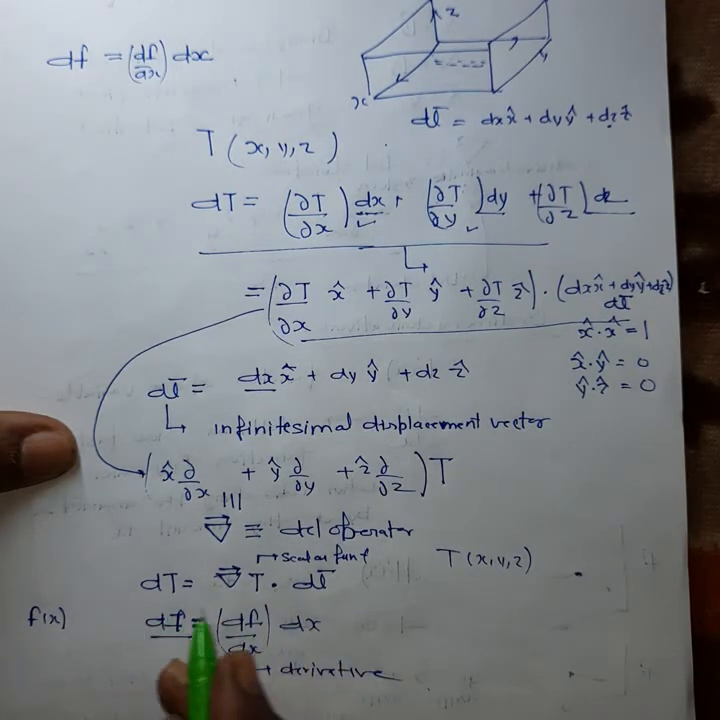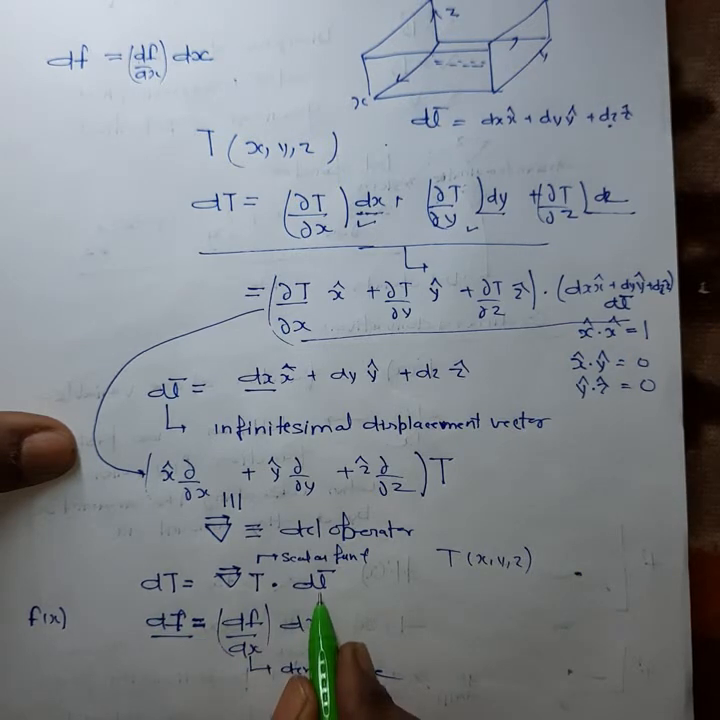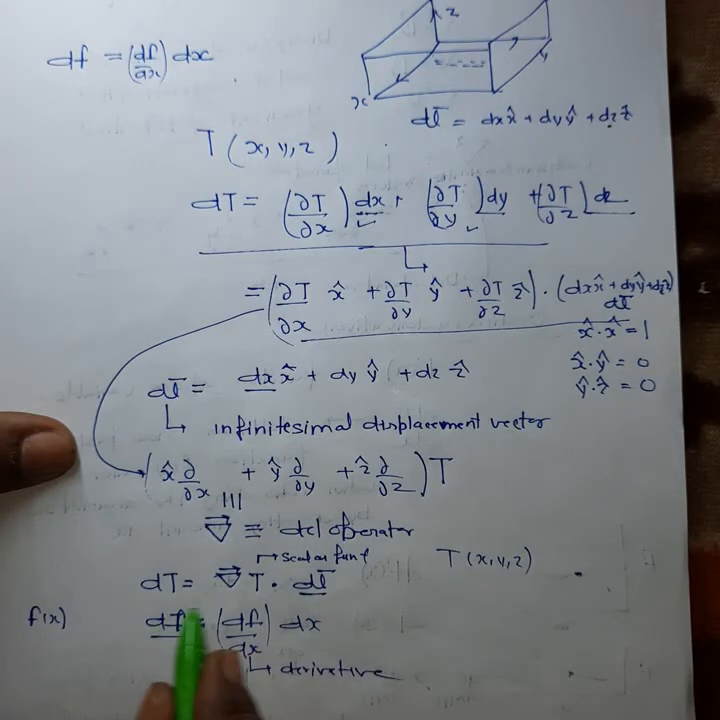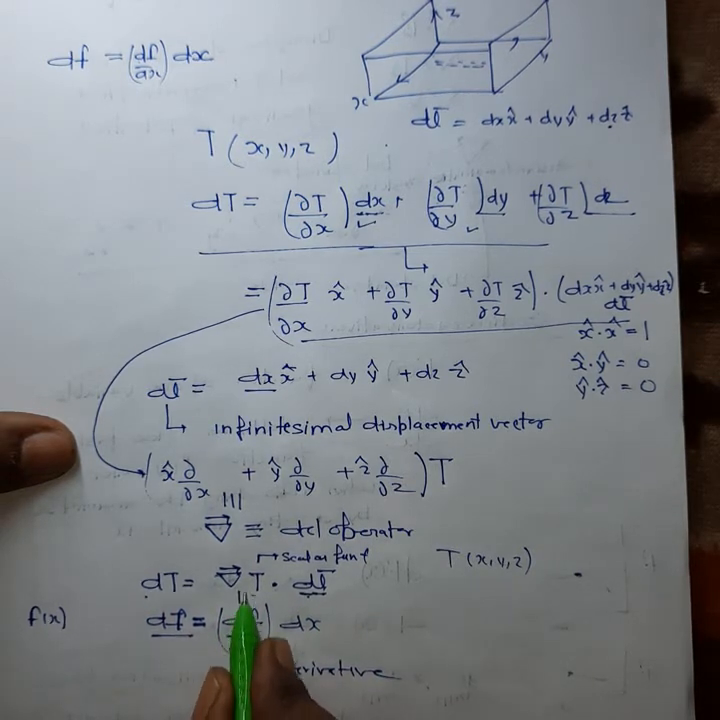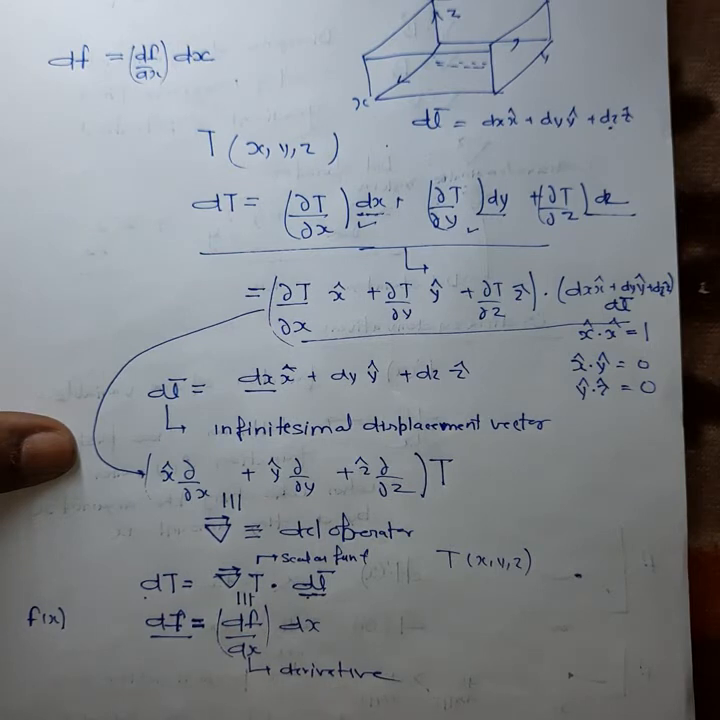Similarly, when you change the position l, and dl is the infinitesimal displacement vector, the change in T, the change in the three-dimensional function of x, y, z, can be given by this equation. So del T is on an equal footing as df by dx.